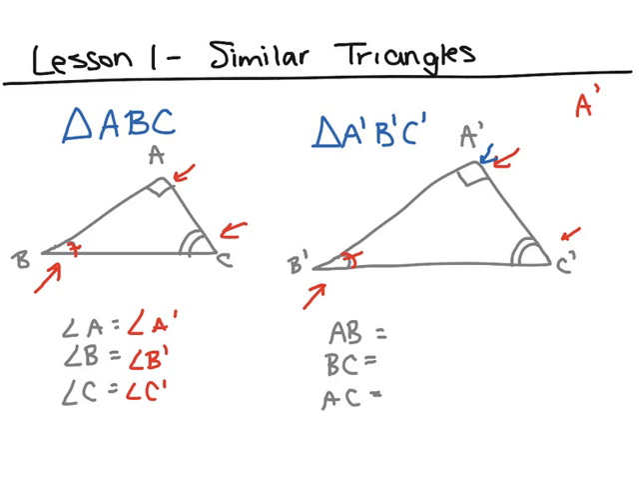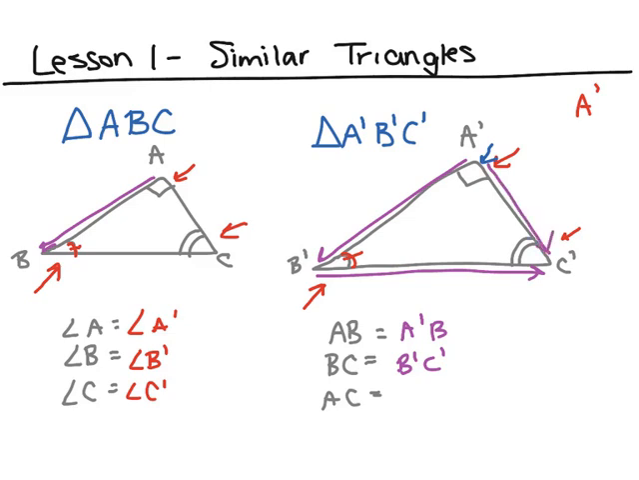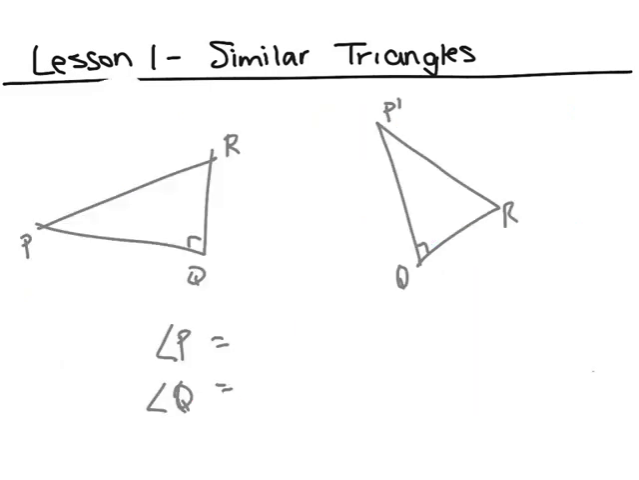Now we're going to do corresponding sides. From the right angle to the angle with one line, so from A to B, it's the same as A prime to B prime. B to C is the same as B prime C prime. And A to C is the same as A prime C prime. We can't write this C prime A prime because the order matters.